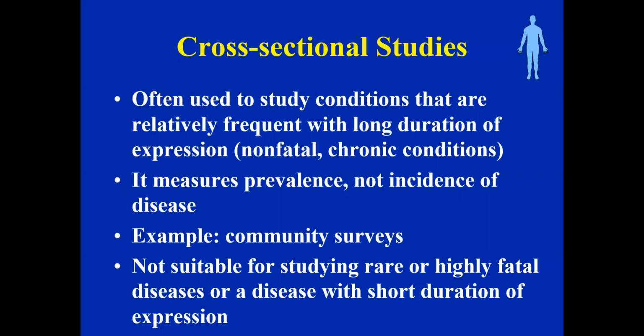It measures prevalence, not incidence, of a disease. I hope you remember from the first lesson where we discussed prevalence and incidence. Cross-sectional studies just measure prevalence of disease. I gave an example with community surveys, where you are testing people for HIV. They are not suitable for studying rare or highly fatal diseases or diseases with short duration of expression. Why?